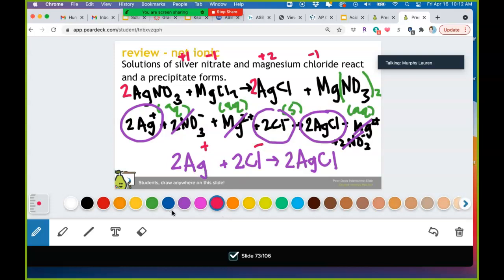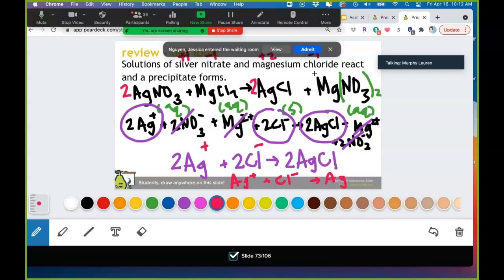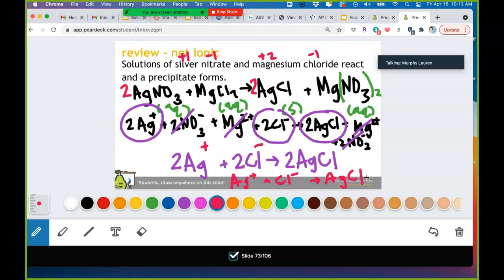So there's the net ionic. Now you can reduce this because everything's 2, 2, 2, so it could just be 1, 1, 1, where you have silver ion and chloride ion forming silver chloride, which is obviously a salt with limited solubility. As you can see, it's predicted to be a solid. Now, what state of matter are all ions? All ions are always what state of matter? Aqueous, okay?